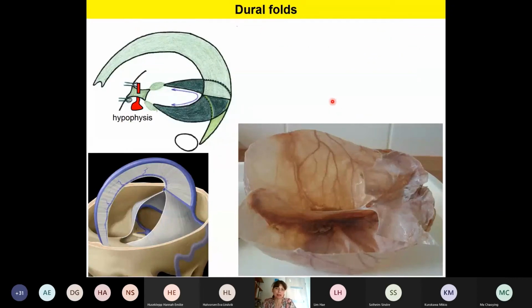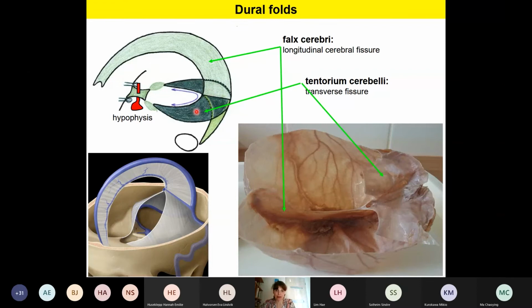So the dura forms so-called folds, and you can see schematically and also in a preparation the most important folds. Falx cerebri separates the two hemispheres from each other and goes into the longitudinal cerebral fissure. This is the largest dura fold, and perpendicular to this, we have the tentorium cerebelli, which separates the cerebellum from the occipital lobe and fills the transverse fissure. It has a crescent shape so that the brainstem can go through in this part.